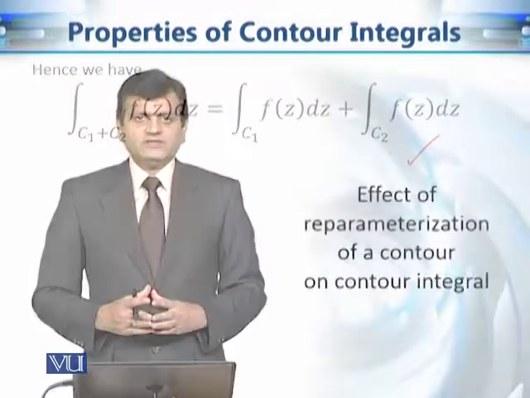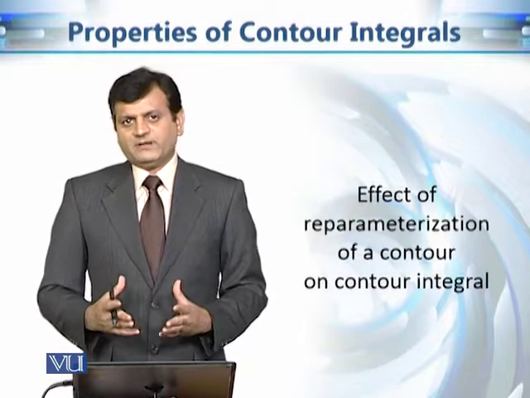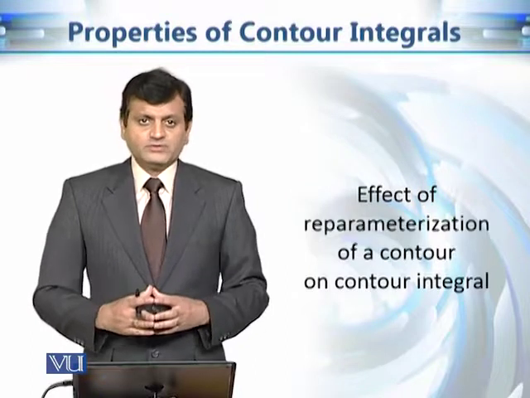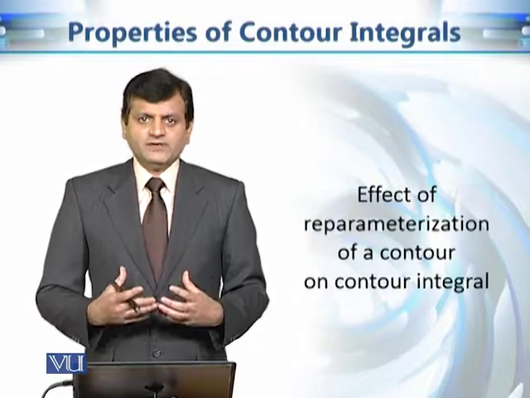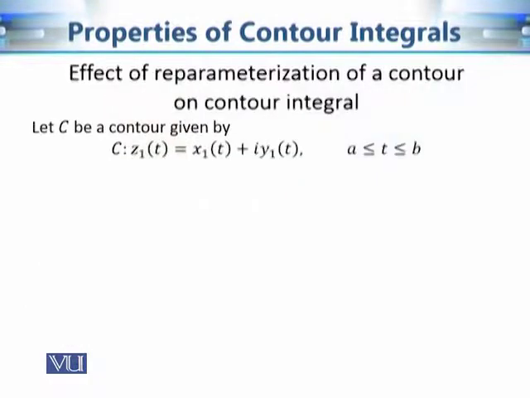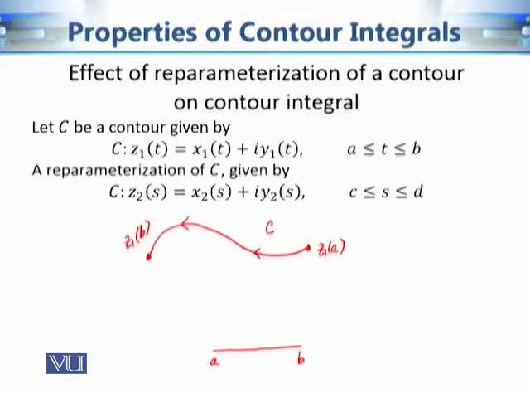Now our next task is to understand the effect of reparameterization of a contour on contour integral. So we know that there are many ways of parameterizing the same contour. Now let's consider a contour C with this parameterization. Z1 of t is equal to x1 of t plus i y1 of t, and the parameter varies from a to b. And let's consider another reparameterization of this contour C given by z2 of s is equal to x2 of s plus i y2 of s.